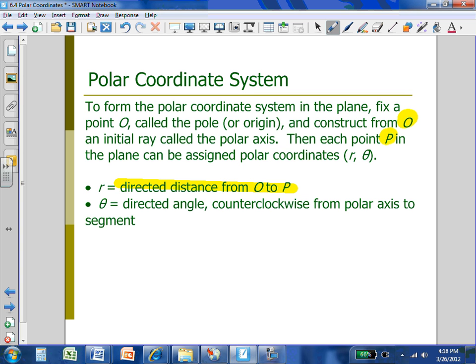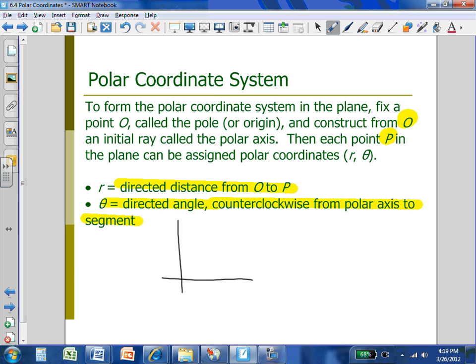Now the other part is theta, and it is the directed angle, and we're going counterclockwise from the polar axis to that segment. So you can pause for a second if you need to finish writing those down. Let me show you a picture though.